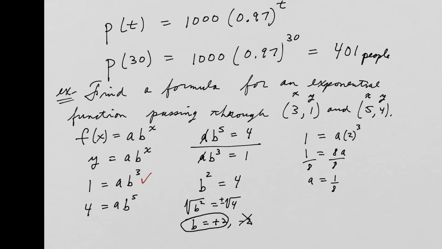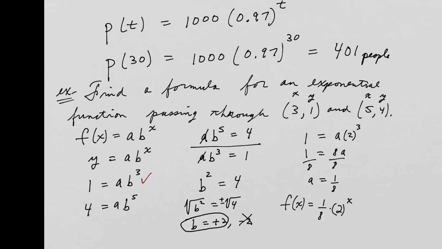And now I'm done, right? I have my equation. So the actual function is going to be f of x is equal to A, which is 1/8, times B, I'll write this way, to the x. So that's the equation of the exponential function where the graph passes through 3, 1, and 5, 4. So in other words, those 2 points will satisfy that equation.